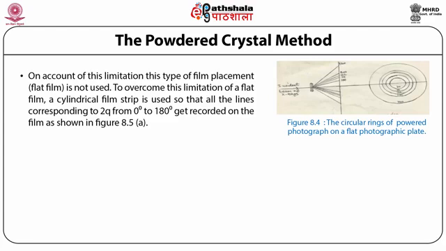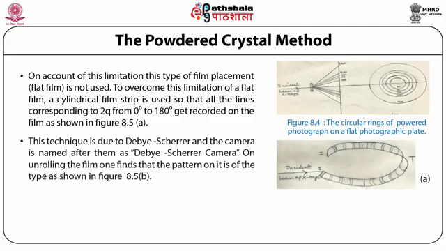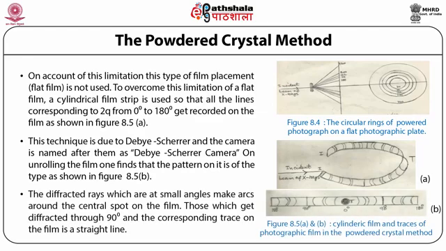To overcome this limitation of a flat film, a cylindrical film strip is used so that all the lines corresponding to 2 theta from 0 degrees to 180 degrees get recorded on the film, as shown in figure 8.5a. This technique is due to Debye and Scherrer, and the camera is named after them as the Debye-Scherrer camera. On unrolling the film, one finds that the pattern on it is of the type shown in figure 8.5b. The diffracted rays which are at small angles make arcs around the central spot on the film. Those which get diffracted through 90 degrees leave a trace on the film that is a straight line.